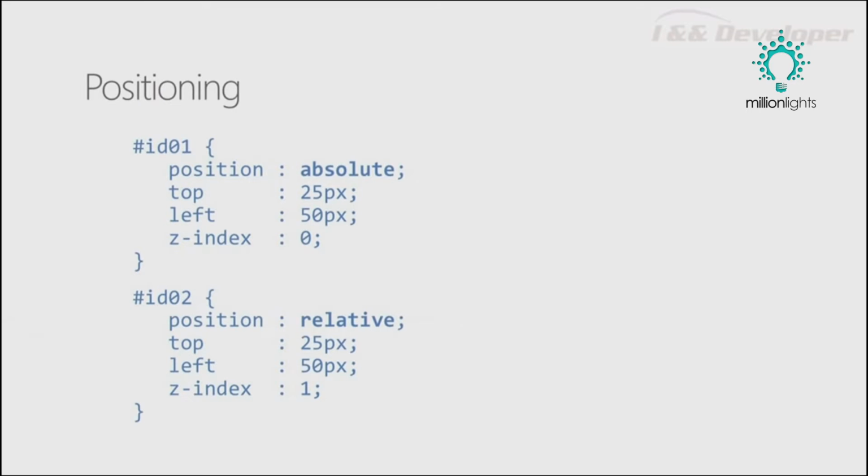So let's take a look at a little code sample here on positioning. The very first item here is referencing the ID of an element. We learned that in the last module: if we see that hash sign, it means we're going to be identifying something.